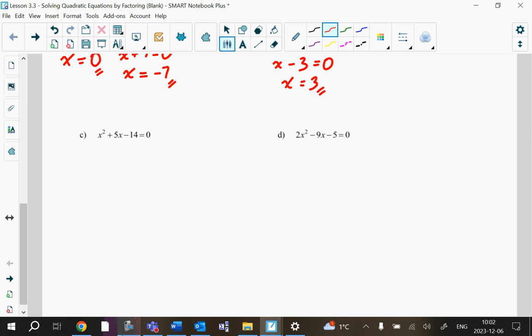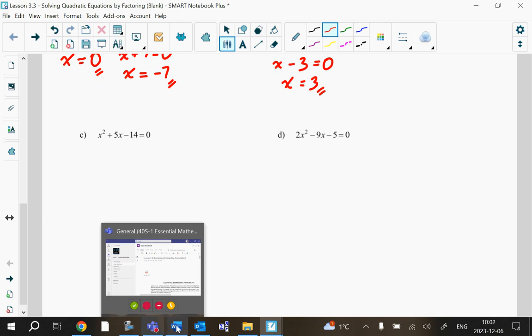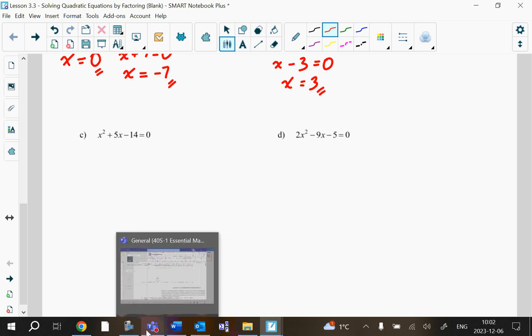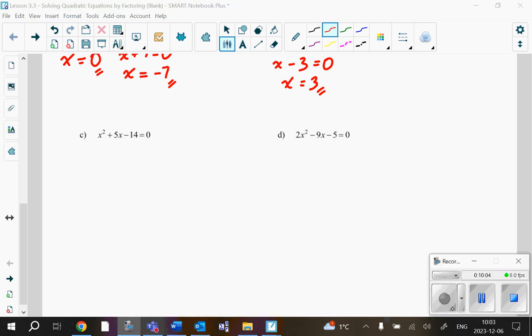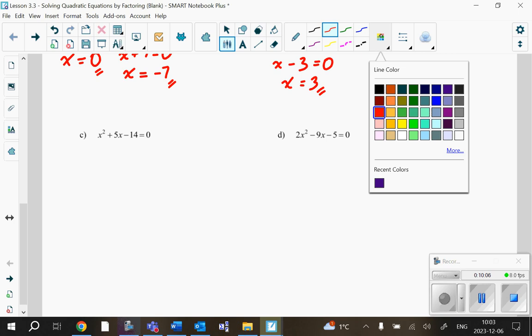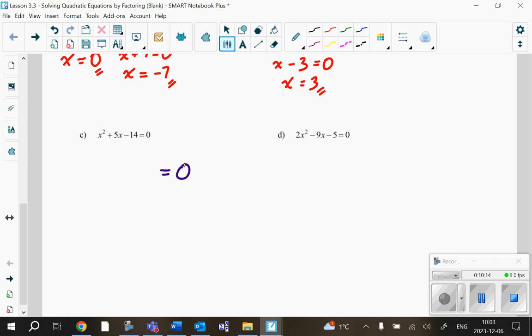Remember, after you factor, you're not finished. You have to actually go get the solutions after. So are all the terms on one side with 0 on the other? Yeah. So I'm ready to factor. Remember, don't forget to write the equal 0. So what is this in factored form? Anybody?